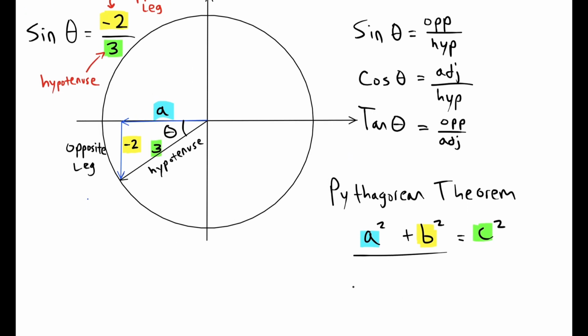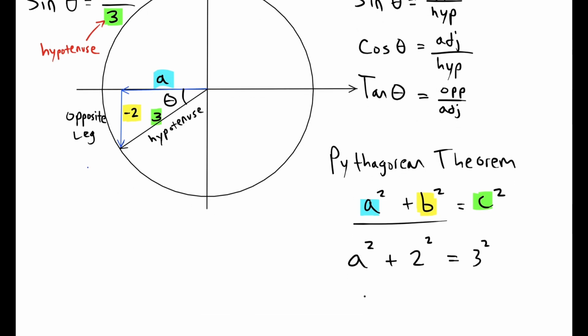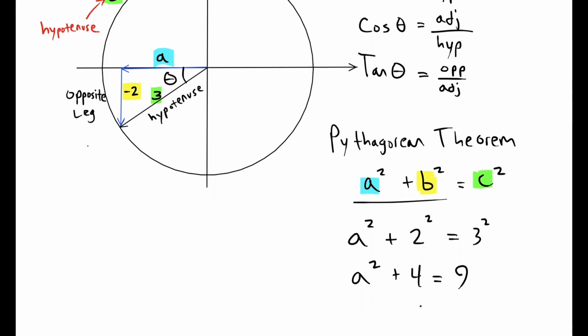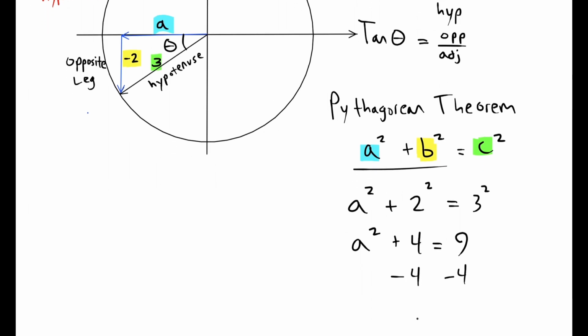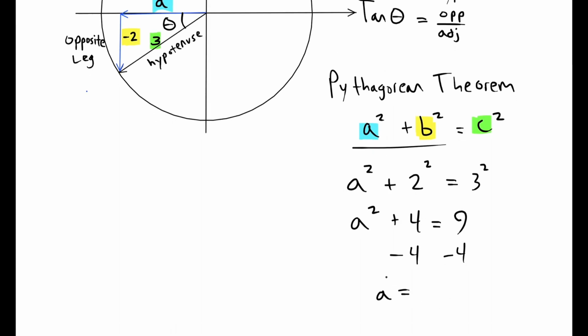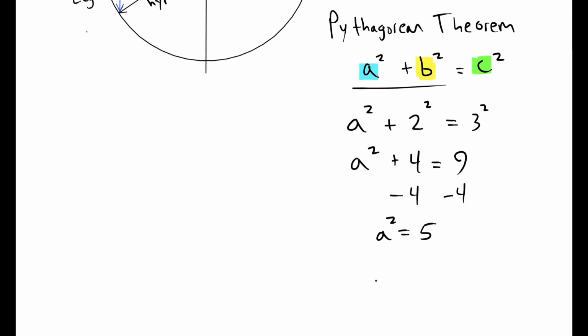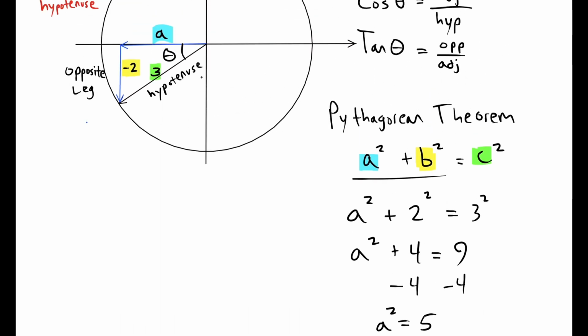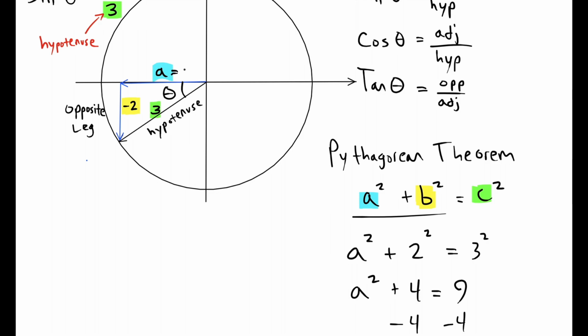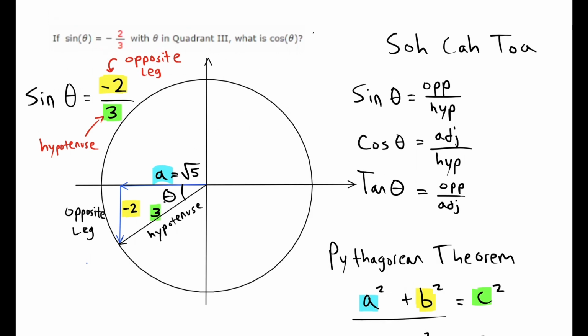So we have to plug those numbers in, leaving A as an unknown. So a squared is 5, and a is going to be radical 5. So now we know the length of the adjacent side. It's radical 5 according to the Pythagorean theorem.